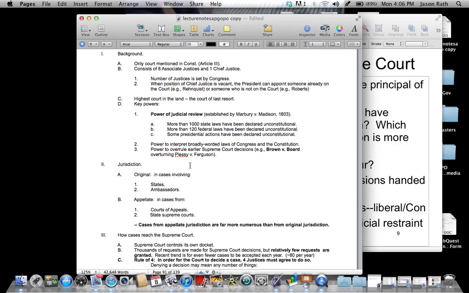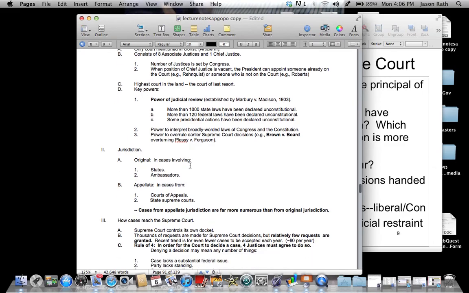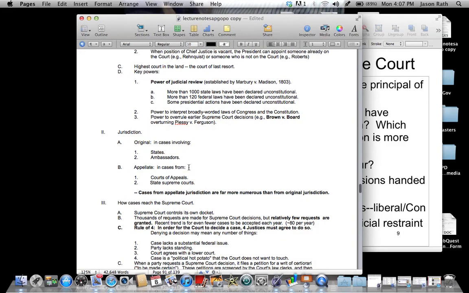As to the jurisdiction of the Supreme Court, they have original, which means they are the first court in issues involving states and ambassadors. And they also have appellate jurisdiction in cases involving courts of appeals. We talked about that yesterday. And then state Supreme Courts. Right here it says cases from appellate jurisdiction are far more numerous than from original jurisdiction, which means cases from right here happen more than cases from here.